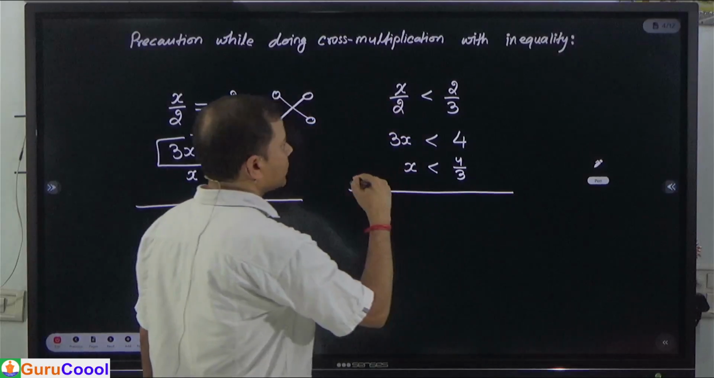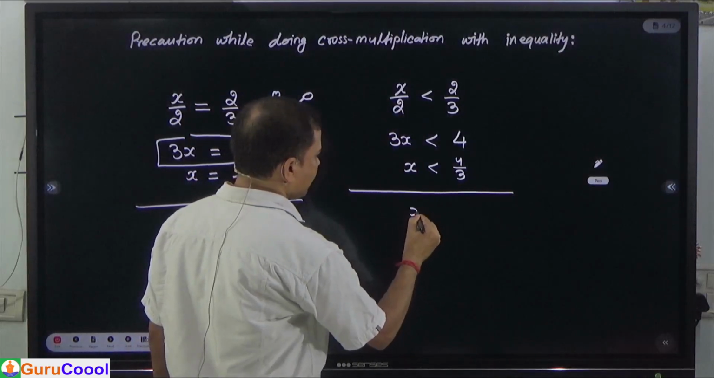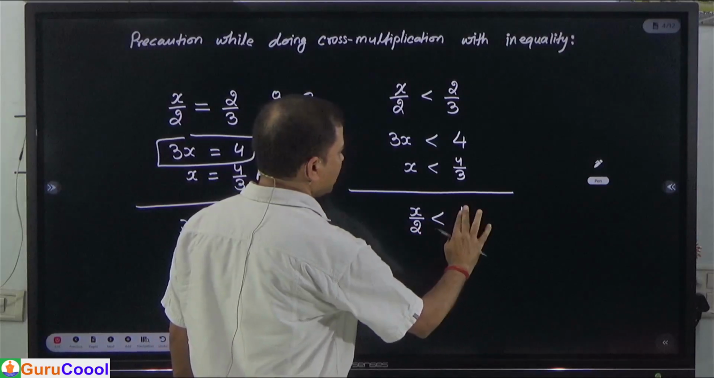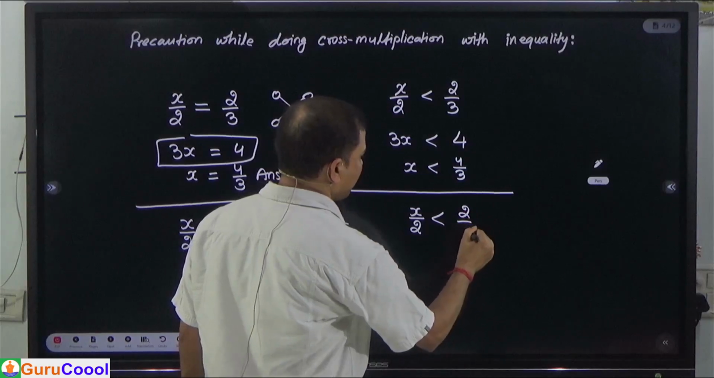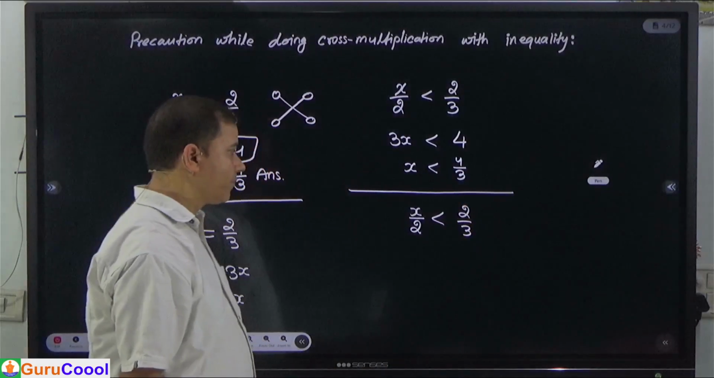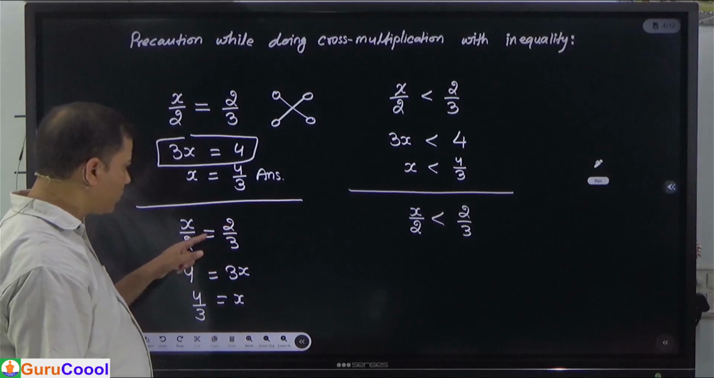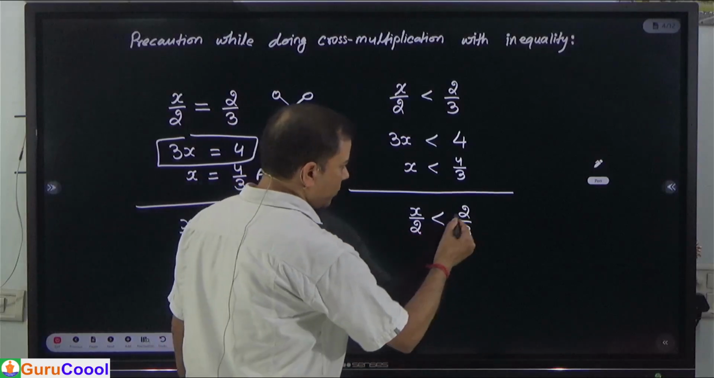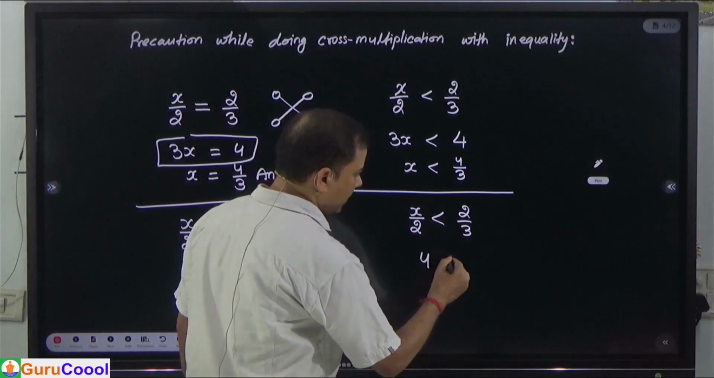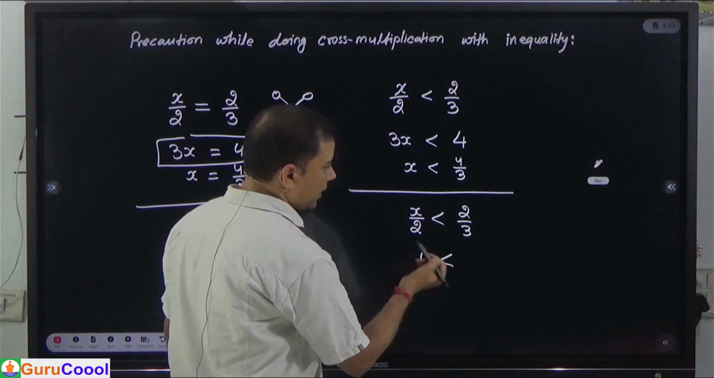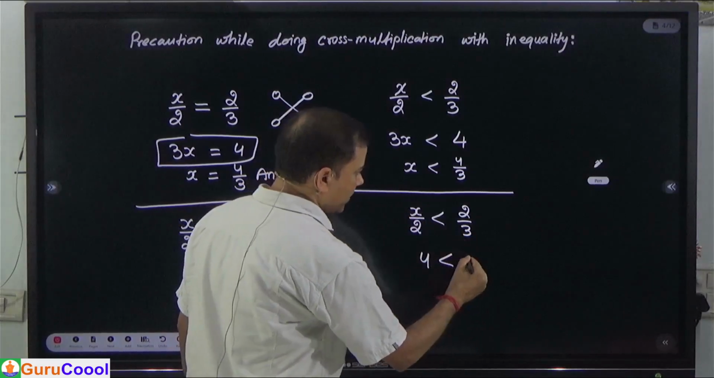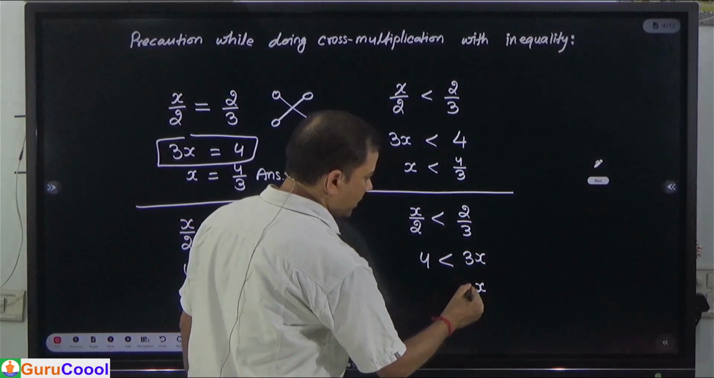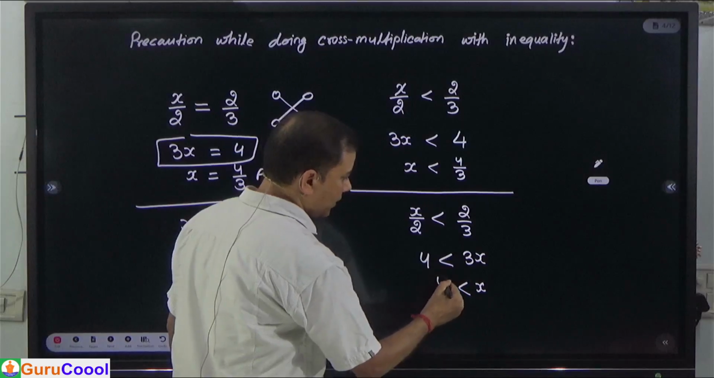Now I'm going to try different. x by 2 lesser than 2 by 3. This time, as we did here, 2 times 2, 4 was kept on the left. Let's do here as well. 2 times 2, 4 on the left side, lesser than sign as it is, 3 times x on the right side. And now what happens? x is greater than 4 by 3.